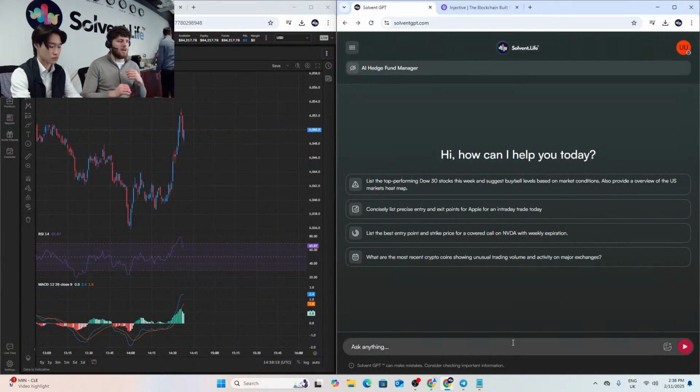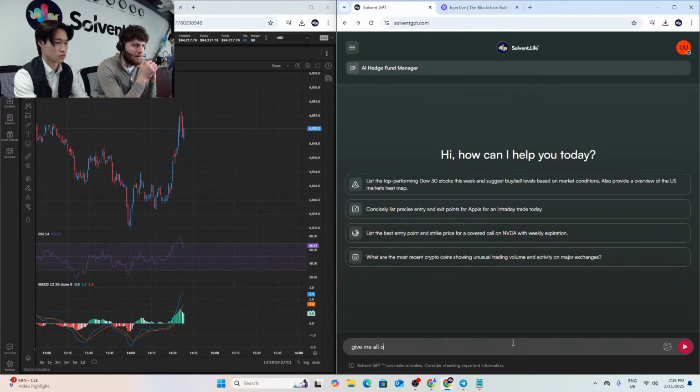So price is a small drop down around 2 points. It's recovering quite quickly. I think price is going to continue to go higher.